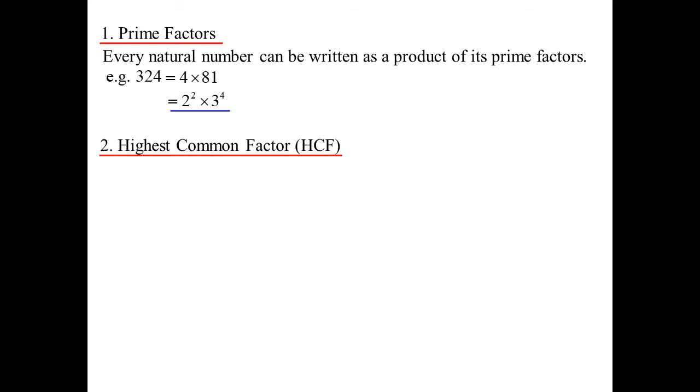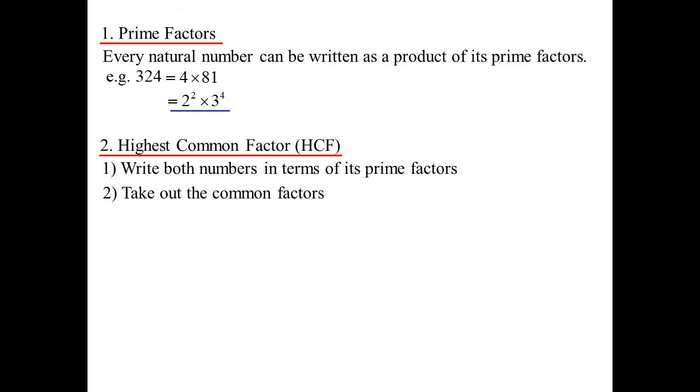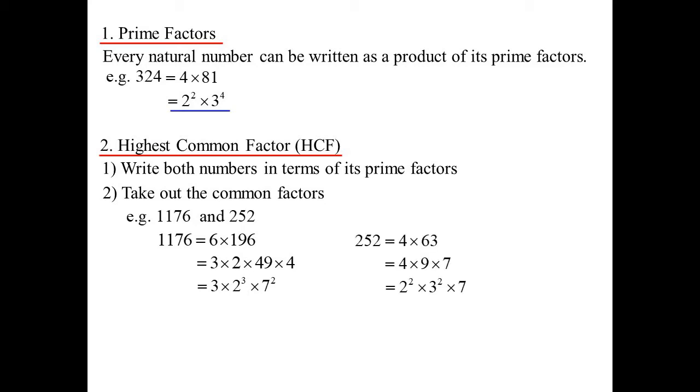Highest common factor. Right, how do we work out a highest common factor? So you work out the prime factors of both numbers you're interested in. You pull out the common factors, and watch this one. So we've got 1176 and 252. 1176, it's 6 times 196, 3 times 2 times 49 times 4, so we can keep going. We end up with 3 times 2 cubed times 7 squared. 252, 4 times 63, 4 times 9 times 7, 2 squared, 3 squared, and 7.